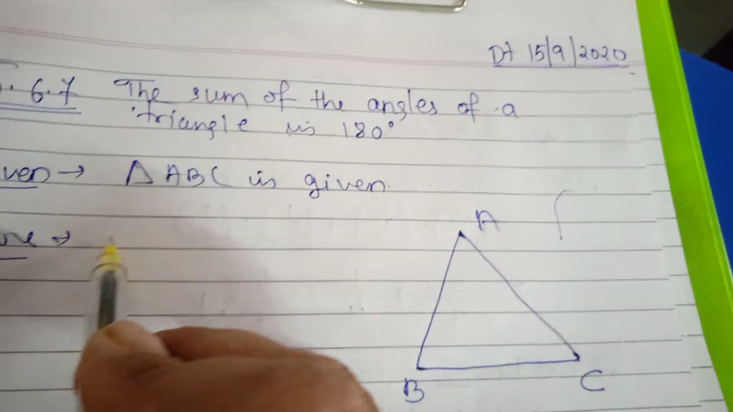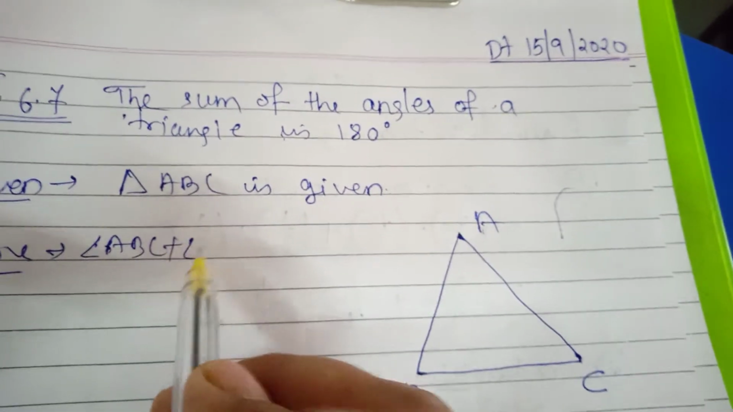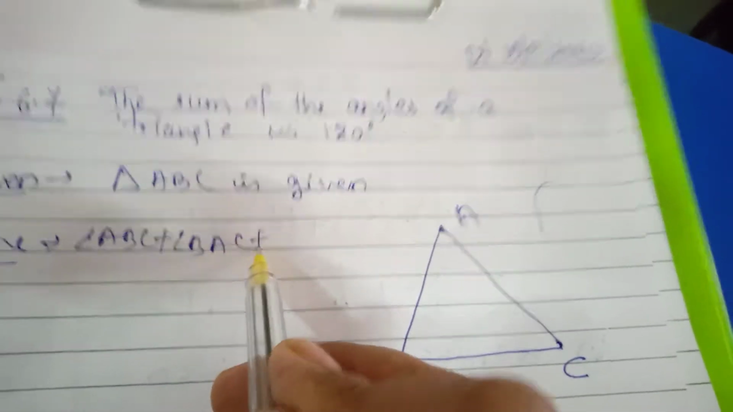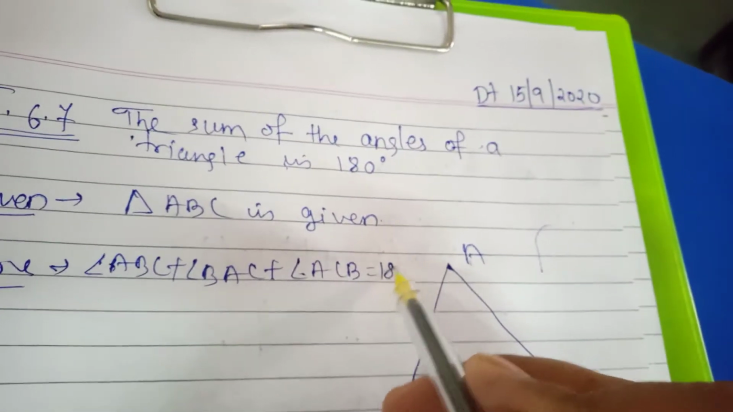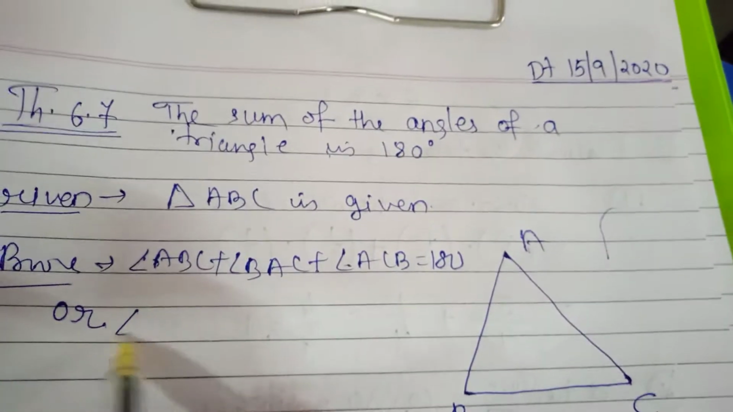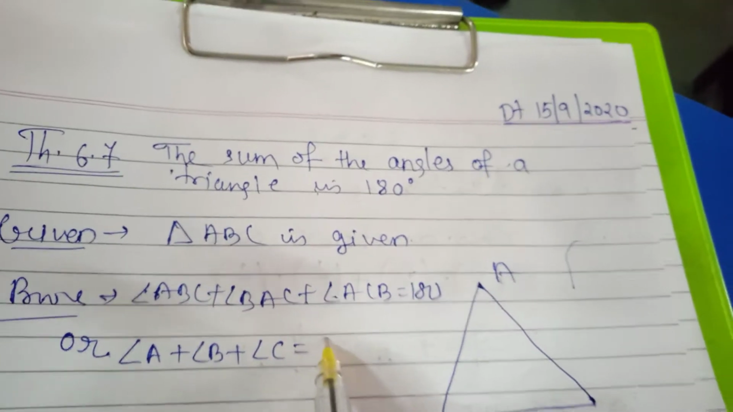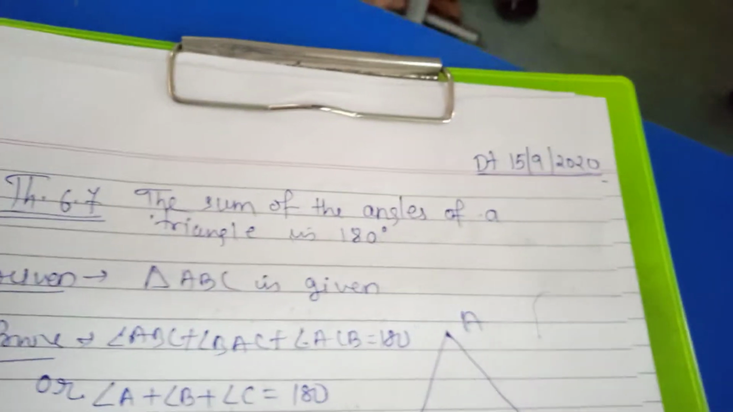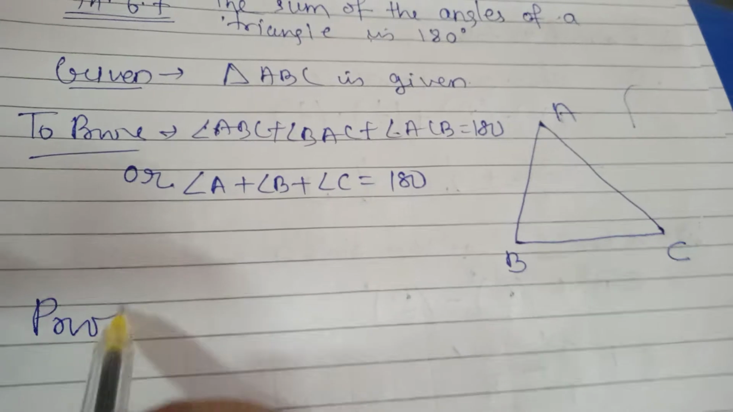We have to prove it in two ways. We can prove it is angle ABC plus angle BAC plus angle ACB is equal to 180, or we can prove that angle A plus angle B plus angle C is equal to 180. Clear? So that we have to prove. So let's prove it now. So we'll write here proof.